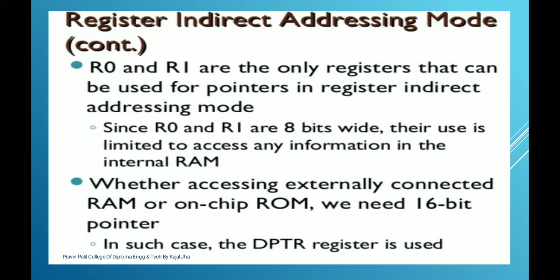If you see the example, MOVC A, @A+DPTR, that means the address of an internal or external memory is the addition of A and DPTR. Okay, the address of the memory is the addition of A and DPTR. This is the example for DPTR. In such a case we use the DPTR.